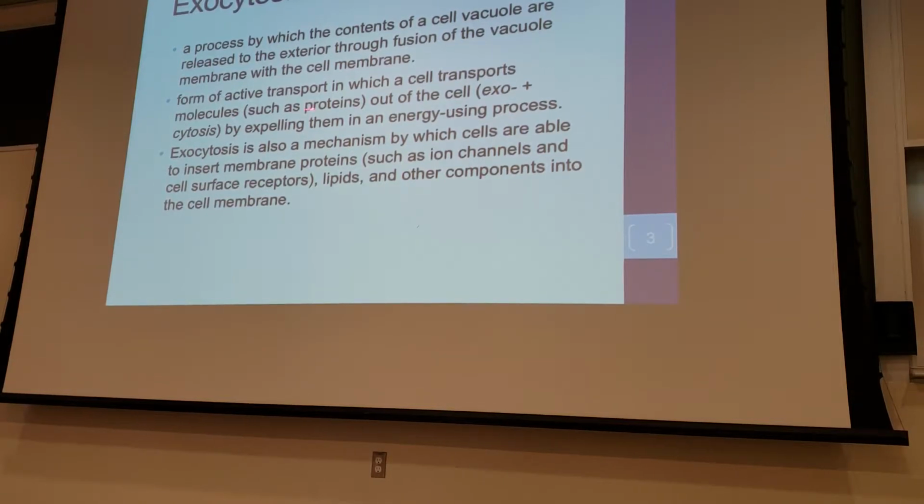We don't just use this for proteins. Actually, a main function of exocytosis is to get rid of cell waste. Right? This is the way that cells poop, if you will. So to get rid of stuff that's broken down or toxic material that is built up, one of the ways to get it out of there is to use exocytosis. And so we can get rid of stuff by bringing that outside.